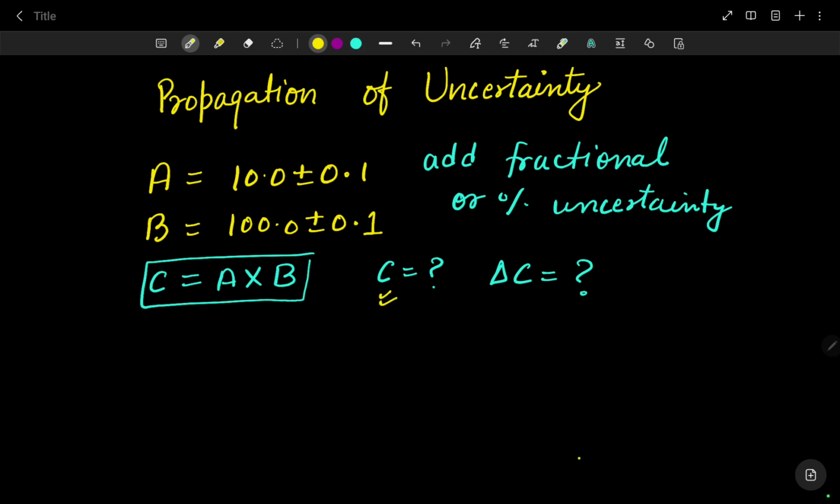To find out C, it is quite simple. I will just multiply the original values. I will multiply 10 and 100. So I do that and I get 1000. That's the value of C.